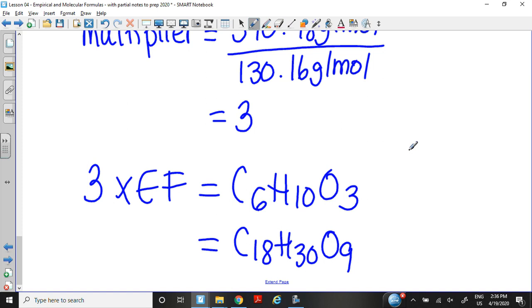It's a really big one to solve, but it's a good one to test out a lot of things in the unit and review so far. There's mass, there's moles, there's ratios, there's formulas. So practice away with your homework questions and make sure you post if you have any questions.